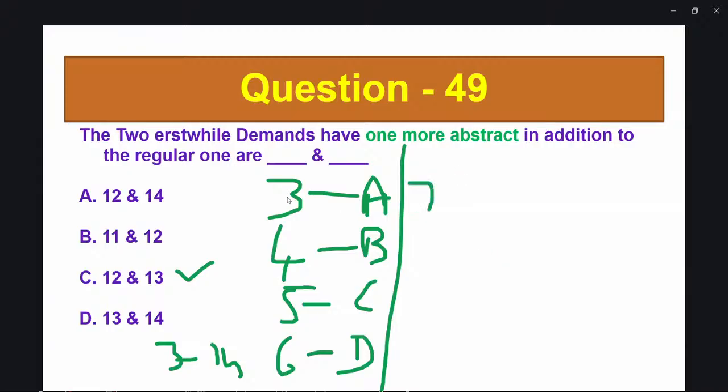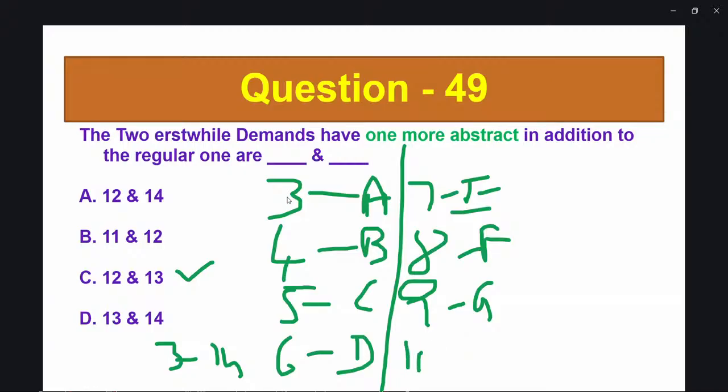7 is E. Very good. 8 is F. 9 is G. 10 is H, sir. Now 11. 11 is J.